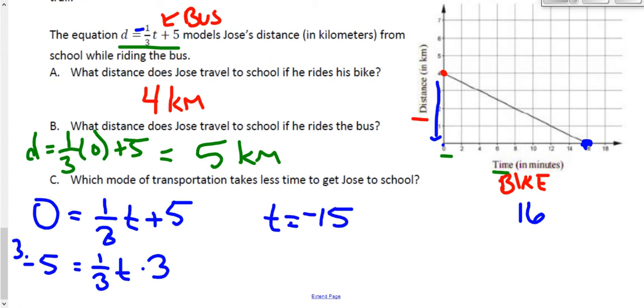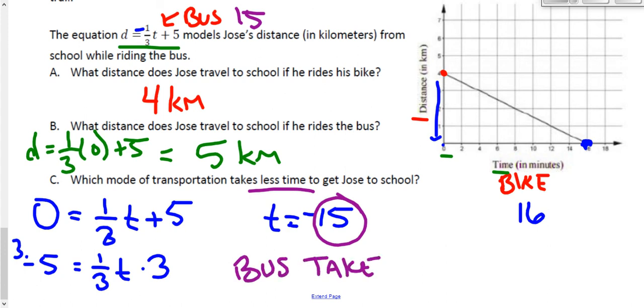Now, if the 1/3 was negative like it should be, this should end up being positive, but what we're going to focus on is this number right here. It takes 15 minutes on the bus. So the question is, which takes less time? The bus takes less time. It is 1 minute faster.